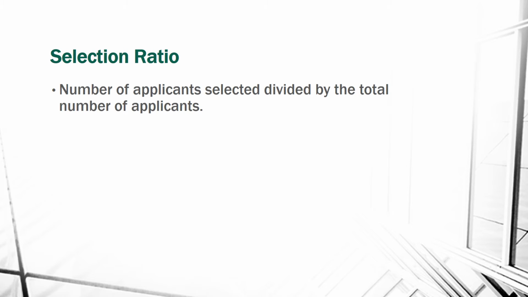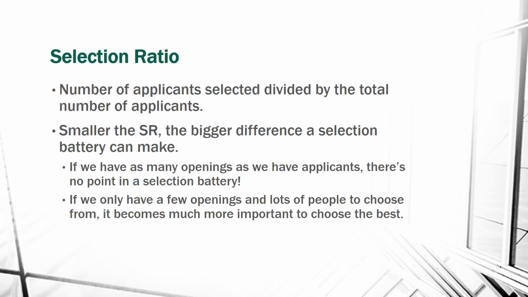Next critical number that we need to evaluate utility is the selection ratio. As you might guess from the name, this is out of the total number of people who apply for the job, what proportion of them are you going to select? So a smaller selection ratio means that you're being pickier. A selection ratio of 0.10 is a selection rate of 10%. You're hiring 1 in 10 applicants.